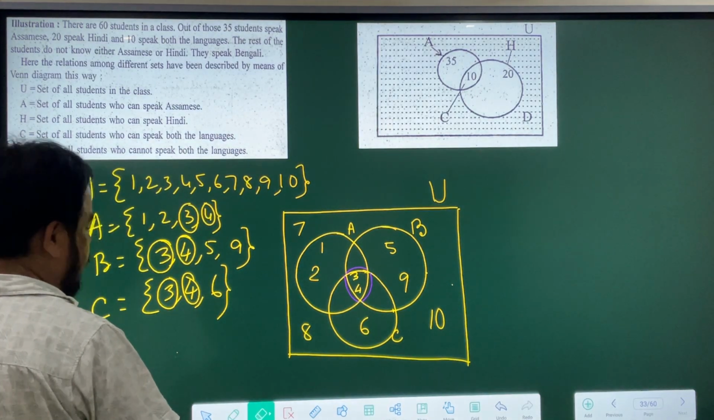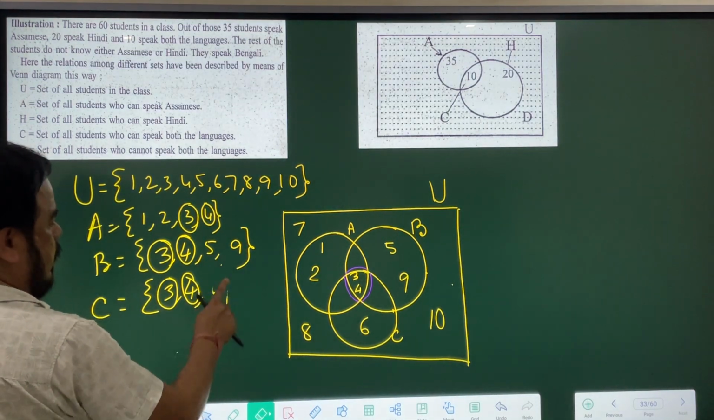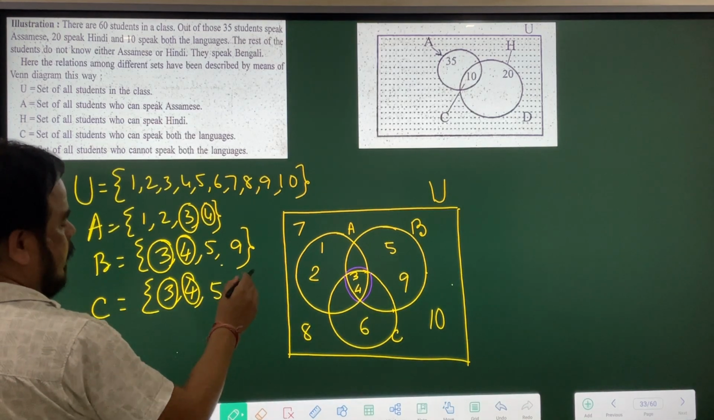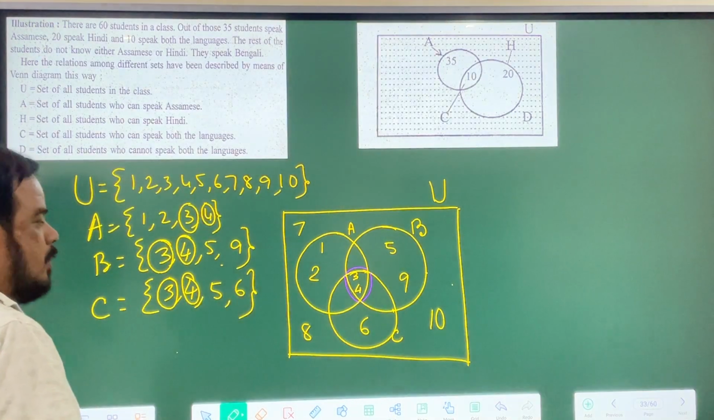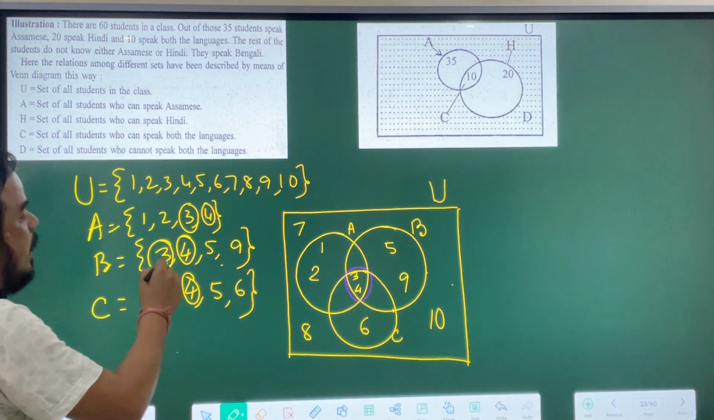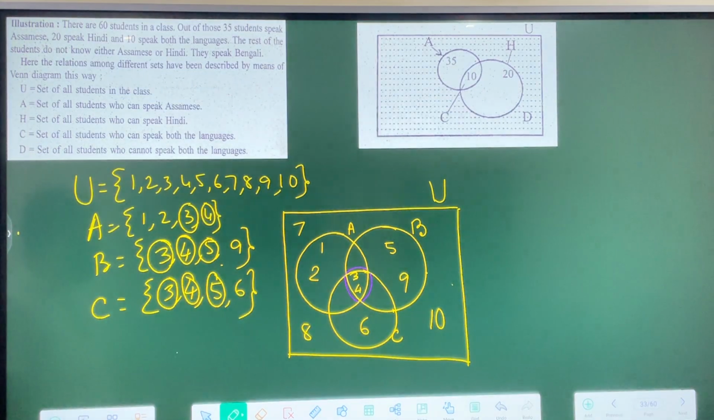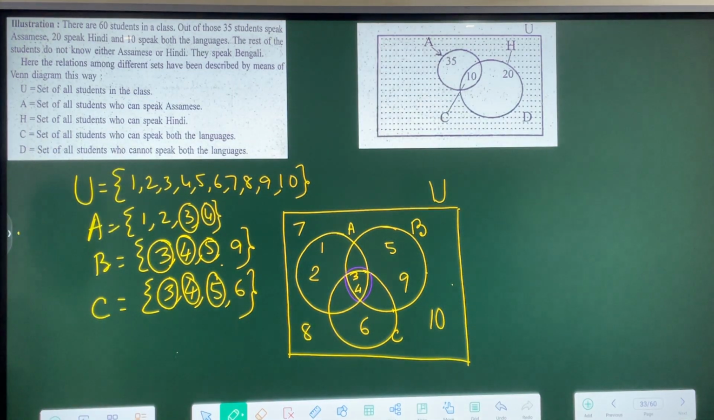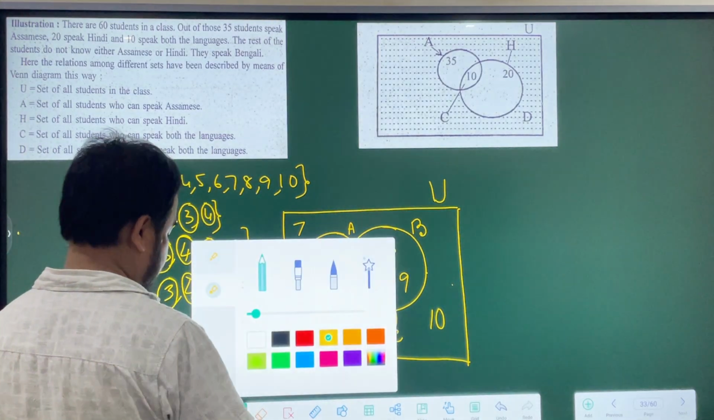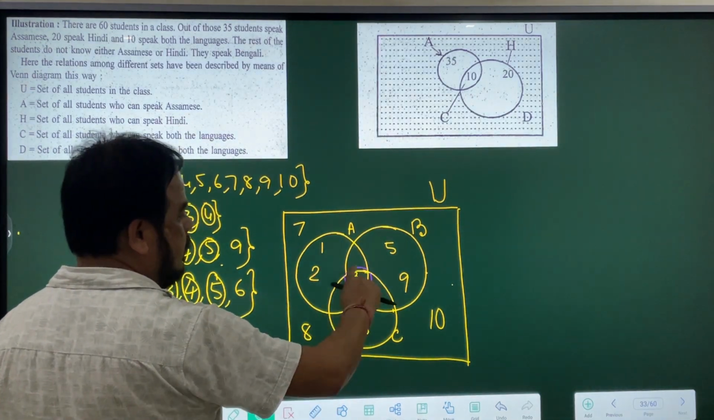Now, let me show you something else. Suppose 3, 4, 5, 6. Now the diagram will be different. Now between B and C, these 3 elements are common. Between B and C. Look here. This is B and this is C.